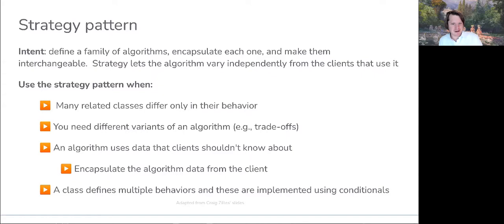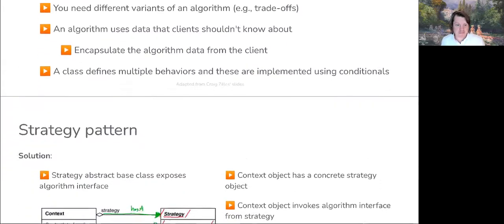So let's see where we're going. When to use the strategy pattern, and it might not be as intuitive right now until after the example, but I'm going to present this up front. Use the strategy pattern when many related classes differ only in their behavior. You need different variants of an algorithm. An algorithm uses data that maybe the client shouldn't know about, so we're going to encapsulate the algorithm data from that client. Or maybe a class defines multiple behaviors, and these are implemented with conditionals, that is some sort of check on an attribute. It might make more sense to employ this strategy to get around some of that.